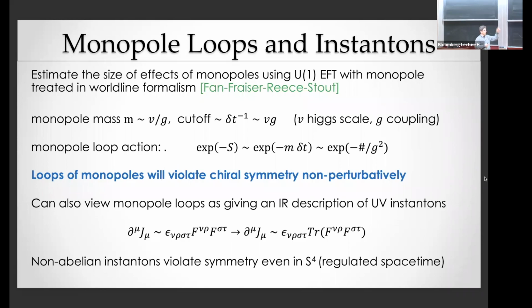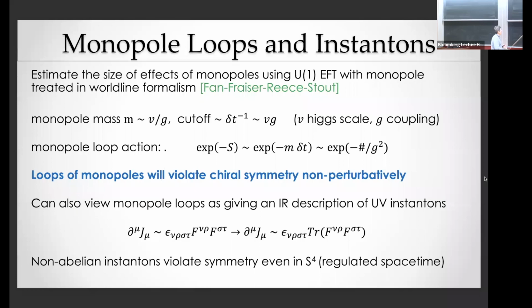And so if you had a loop of monopole, and you looked in a one particle formalism, what is the size of this loop? It's e to the minus S. We try to estimate, well, that's like e to the minus mass times the short time that it propagates, which is e to the minus some number over G squared. So loops of monopoles, kind of not unexpectedly, will violate chiral symmetry non-perturbatively. That's going to be the size of the effect we can expect. And another point is that you should recognize that e to the minus 1 over G squared as a kind of hallmark of an instanton contribution. And indeed, that is what's happening.